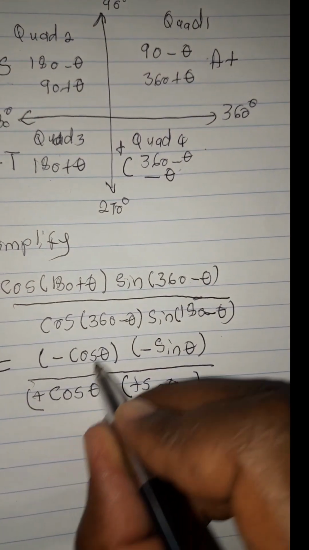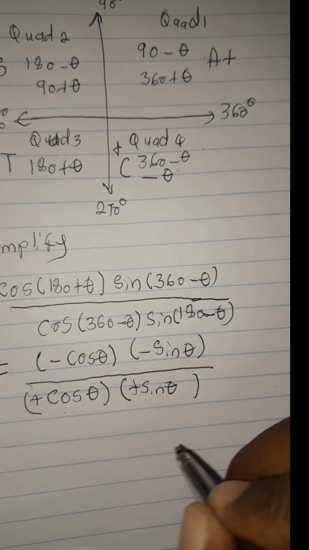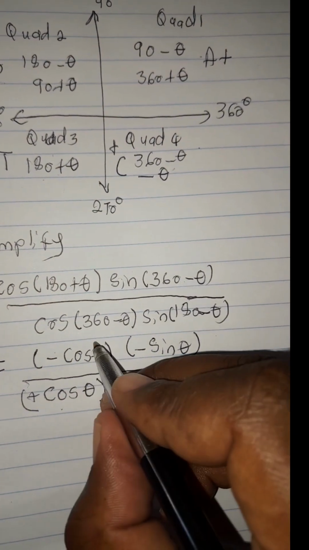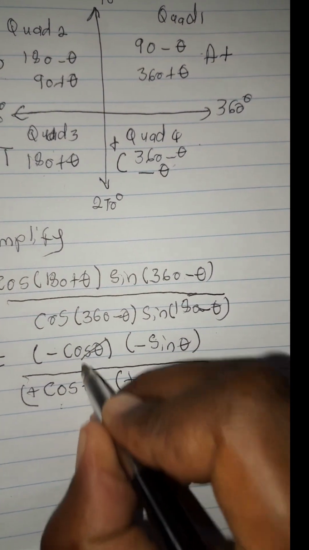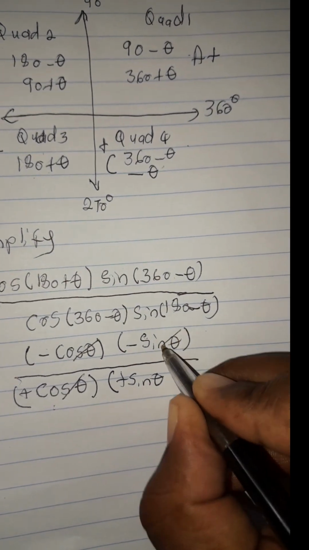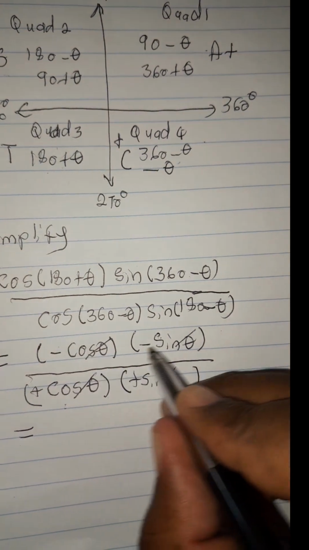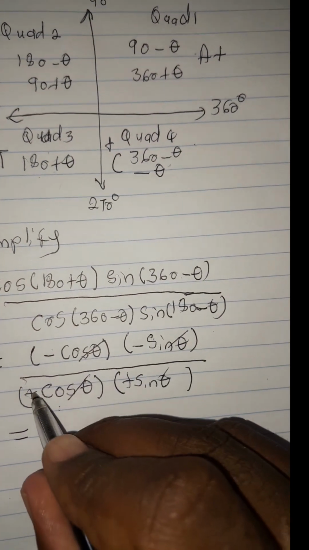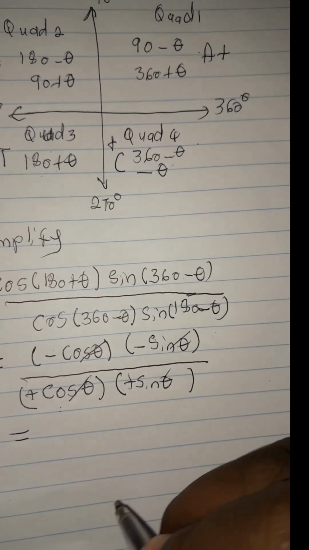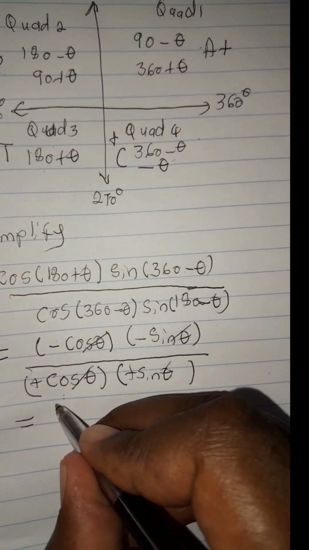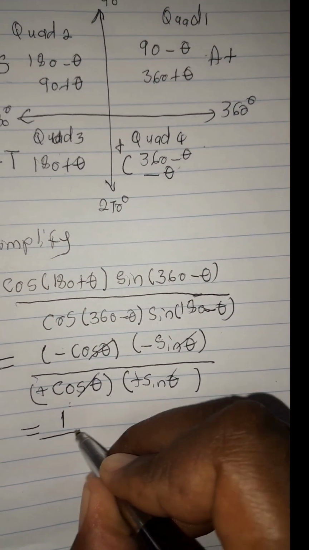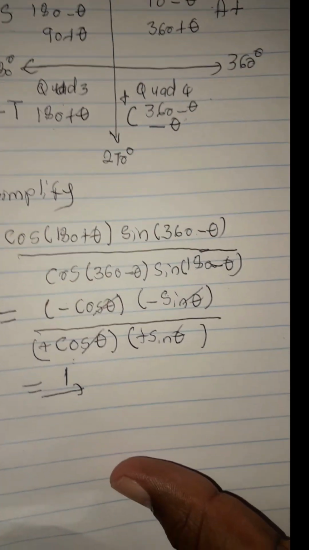We have common functions, which is cos and cos, so they will cancel. We also have sine, they will cancel. So our solution will be 1. Negative and negative, we are left with positive 1. Positive and positive, we are left with positive 1 in the denominator. 1 divided by 1 will be 1. So that's the solution in this case.